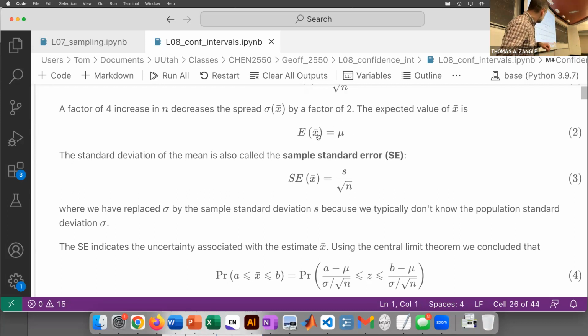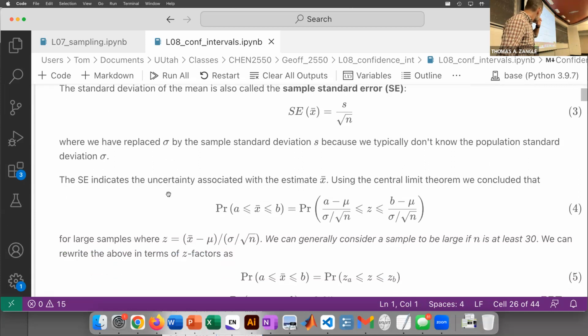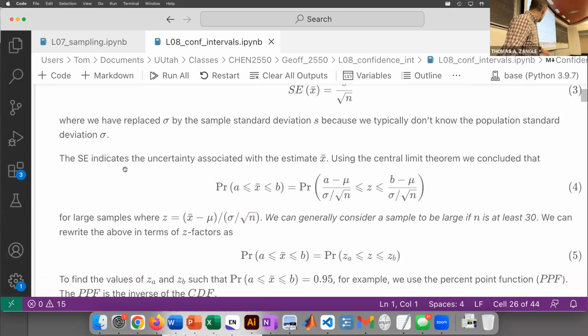We saw that the expected value of the mean of my sample is equal to the mean of the population. And this number, the standard deviation, is sometimes called the sample standard error, or SE. So the standard error tells us something, right? Standard error is the standard deviation of the mean values that we would measure if we were to take our sample many, many times. This is the spread of values that we would expect to see.